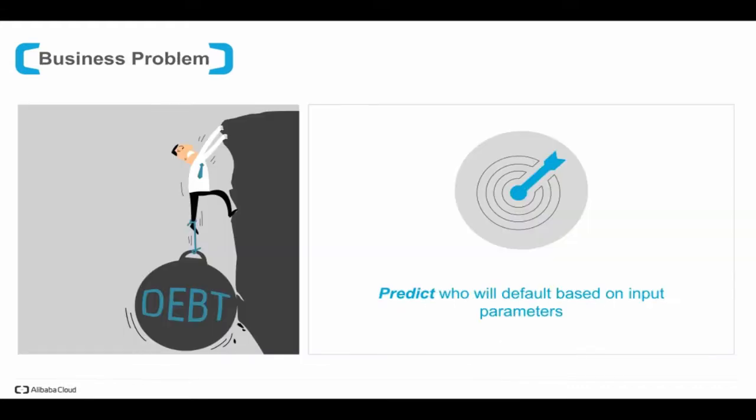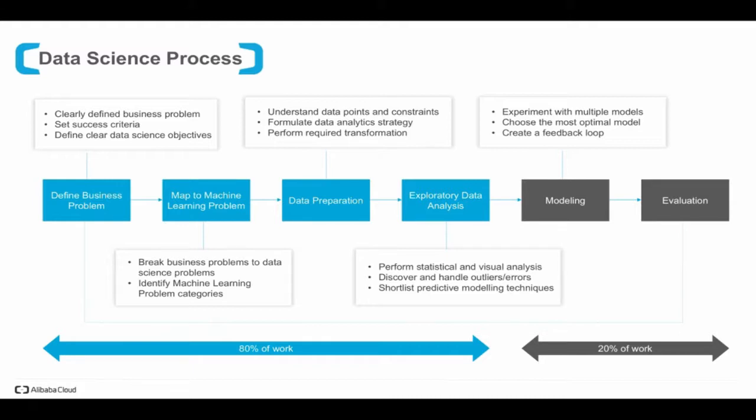In this end-to-end demo scenario, we will take a banking case and predict the likelihood for a customer to default based on various characteristics and input. Now, before we get there, let us define the process that we will follow. Generally, when we deal with machine learning problems, we start by defining the business problem. For the business problem, we need to set clear criteria and translate that into machine learning problems.